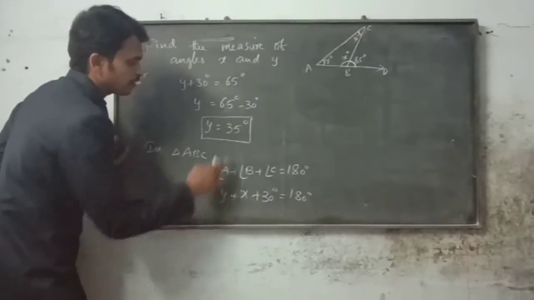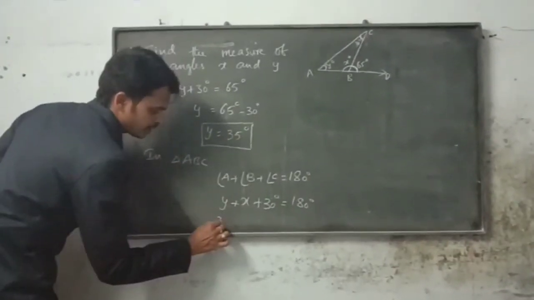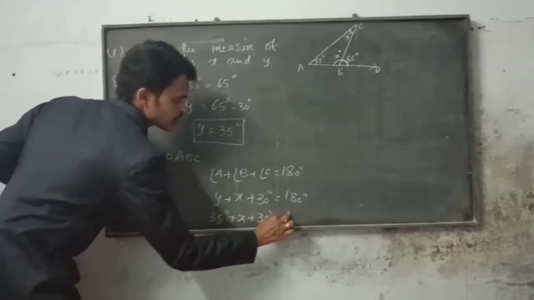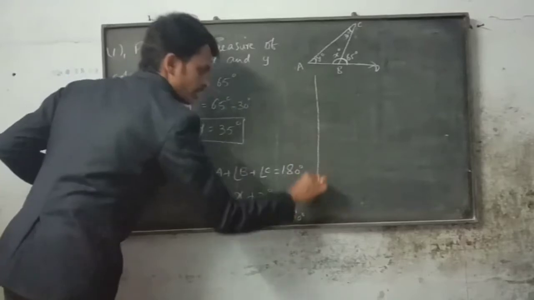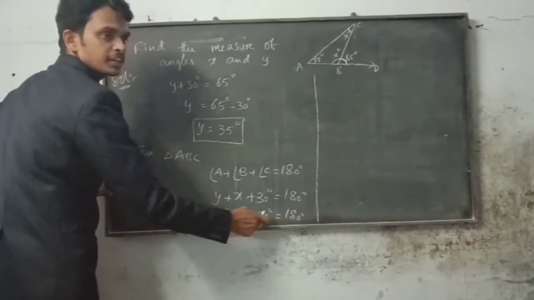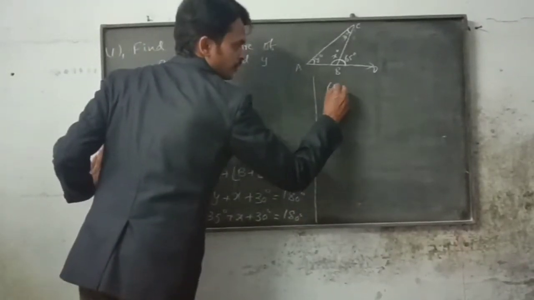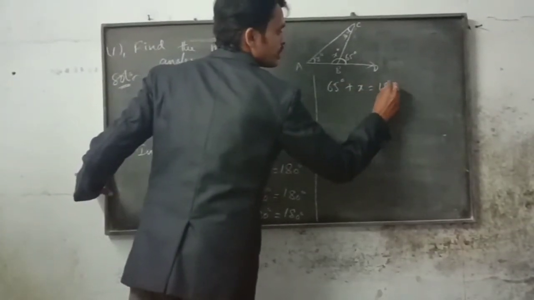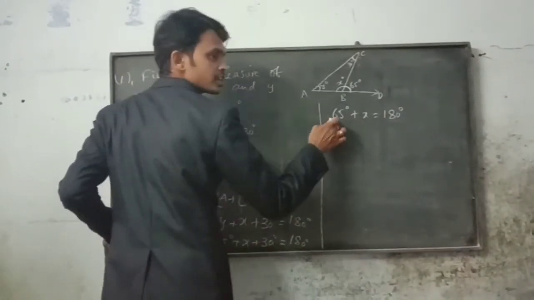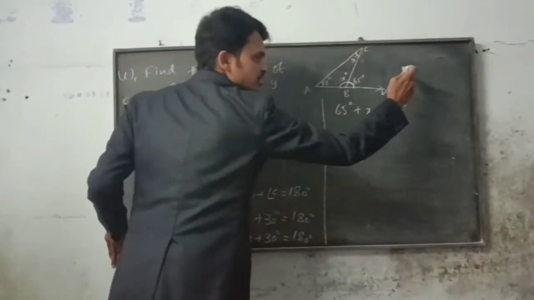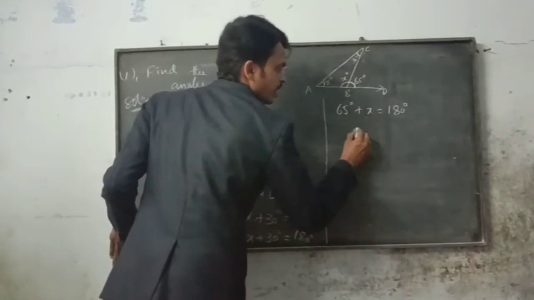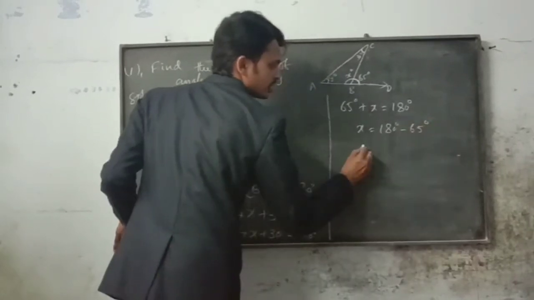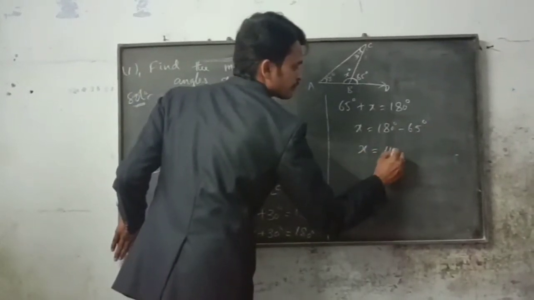Now we already got the y value, 35 degrees. Let us substitute 35 degrees. 35 degrees plus x plus 30 degrees is equal to 180 degrees. Next, 35 degrees plus 30 degrees is equal to 65 degrees. 65 degrees plus x is equal to 180 degrees. Now this 65 degrees transposing from LHS to RHS, plus 65 becomes minus 65. x is equal to 180 minus 65 degrees. Then the x value is 115 degrees.